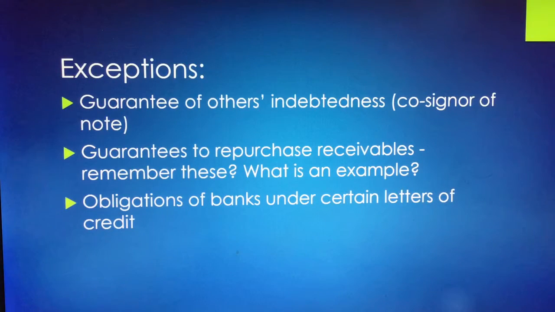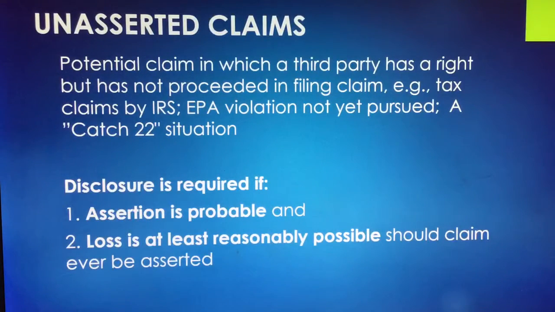Exceptions, that is, items that have to be disclosed regardless of the likelihood, are the guarantee of others' indebtedness, guarantees to repurchase receivables, and obligations of banks under certain letters of credit. In other words, these are the types of things that would have to be disclosed in the notes to financial statements, where you're giving the details about your various obligations. That's just part of the normal notes to financial statements.